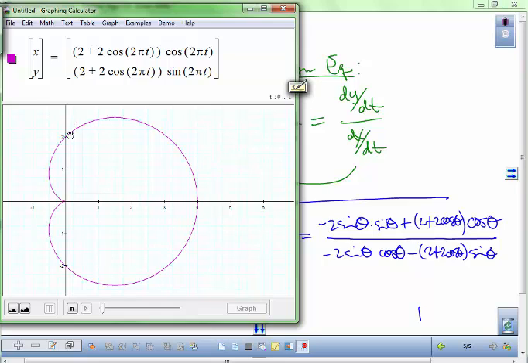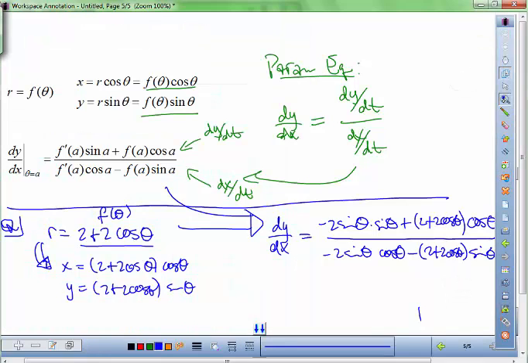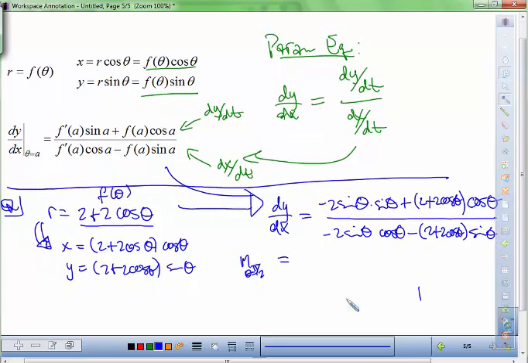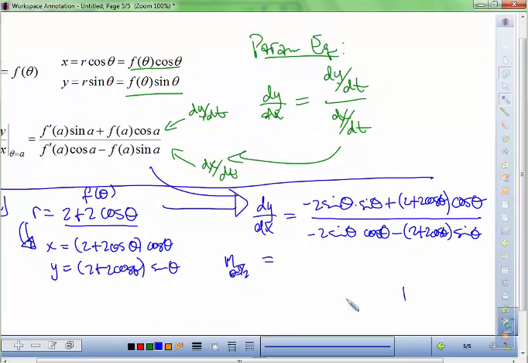Let's say at pi over 2, because it's not 0 or anything. So let's figure out what happens at pi over 2. So m at pi over 2. Let's put pi over 2 in. What's sine of pi over 2? 1. Sine of pi over 2 is 1, plus 2 plus 2. What's cosine pi over 2? 0. That's gone. This is gone.